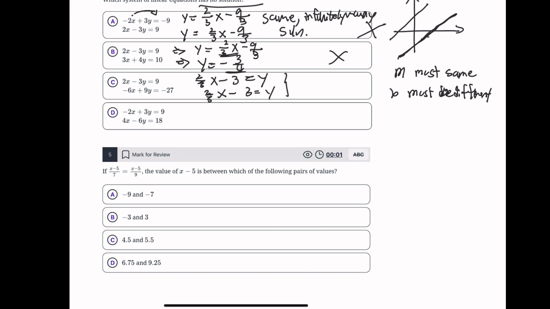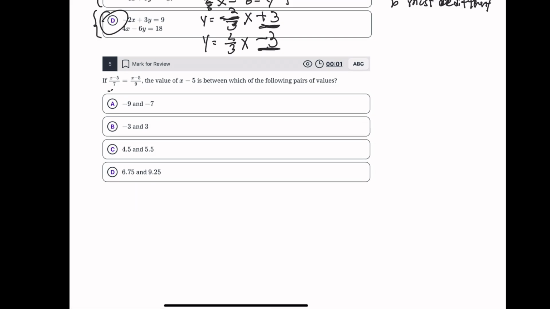So this one's y is equal to 3 over 2x plus 3. Now the next one is y is equal to 2 over 3x minus 3. So the y-intercepts are not the same. The first one is plus 3, the second one is minus 3. So D has to be the correct answer.